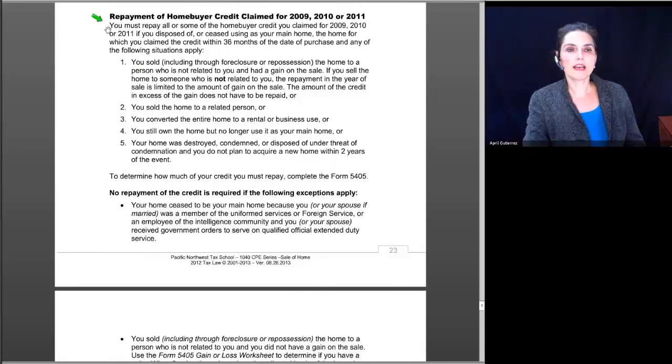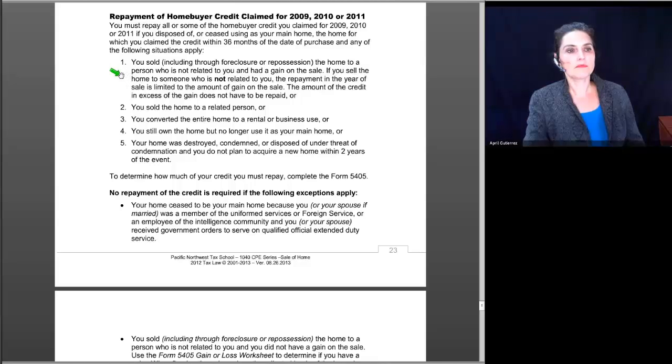You must repay some or all of the homebuyer credit you claimed for 2009, 2010, or 2011 if you disposed of or ceased using as your main home the home for which you claimed the credit within 36 months of the date of purchase, and any of the following situations apply. You sold, including through foreclosure or repossession, the home to a person who is not related to you and you had a gain on the sale.